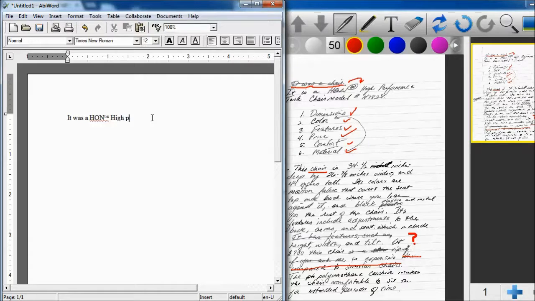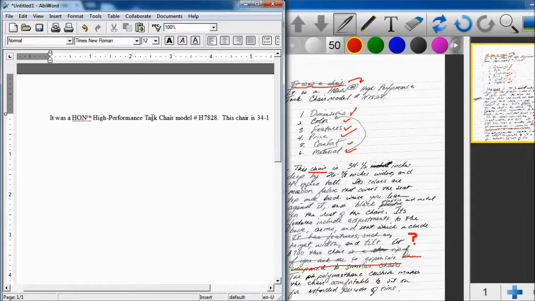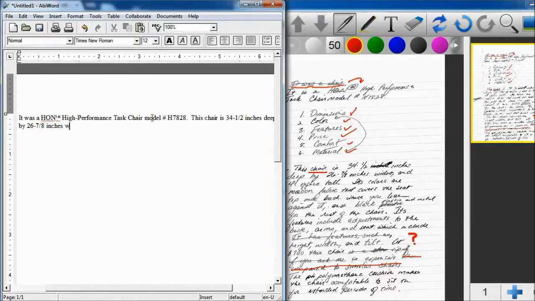So it was a high performance task chair, model number H7828. And then I would say this chair is 34.5 inches deep by 26.875 inches wide, and 44 inches tall.